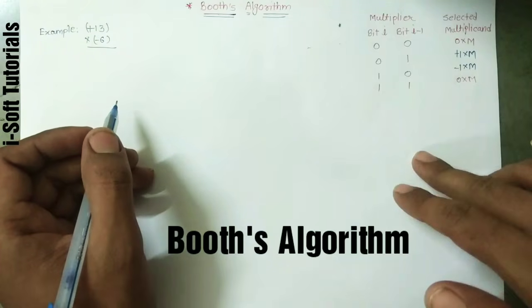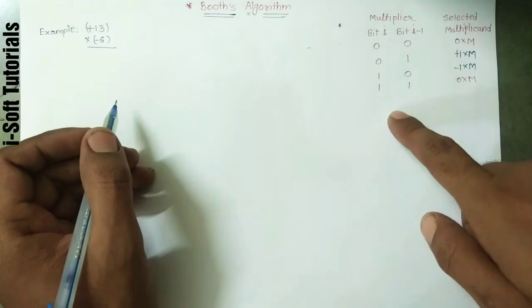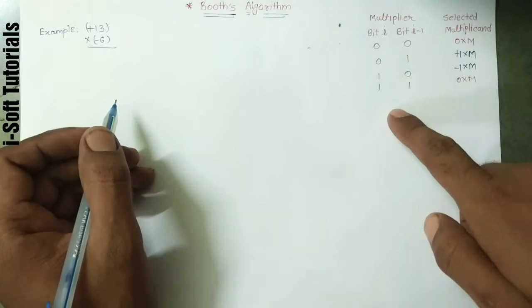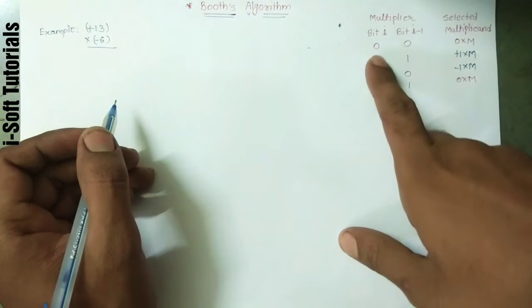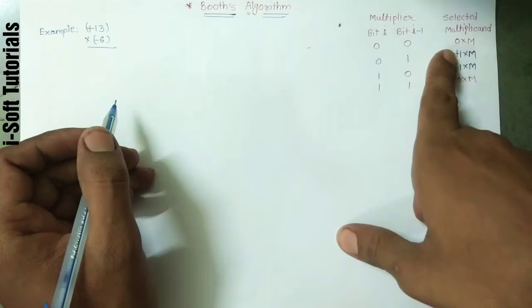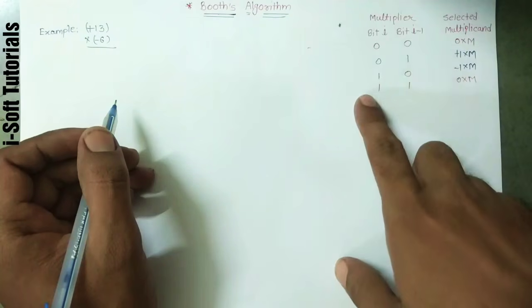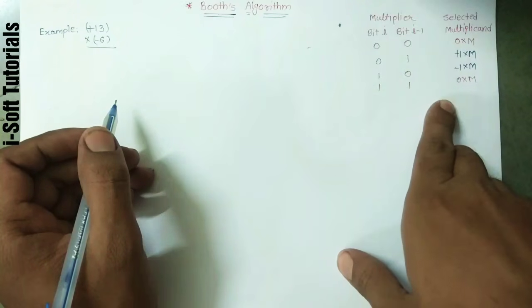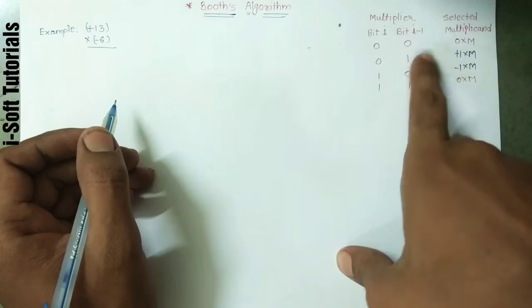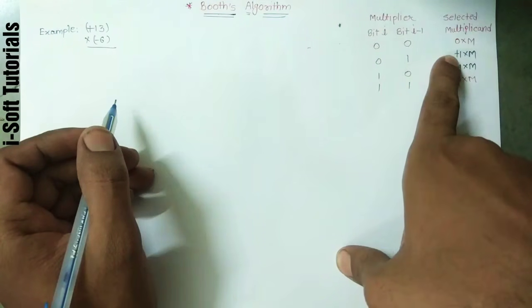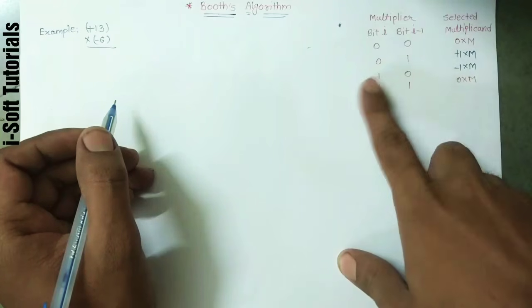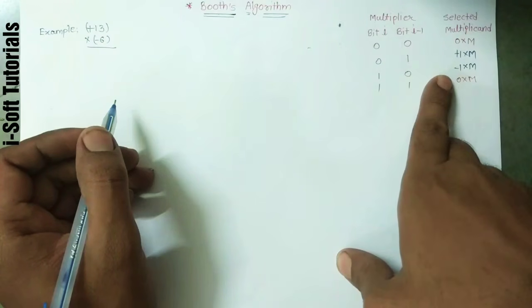Here we can see the table which is showing the multiplicand bit selected for a particular multiplier bit. If the bits are 0 0, then 0 is selected. If the bits are 1 1, then 0 is selected. So for the common bits, the same bits, we are selecting 0 multiplicand. Then how to select plus 1 and minus 1?